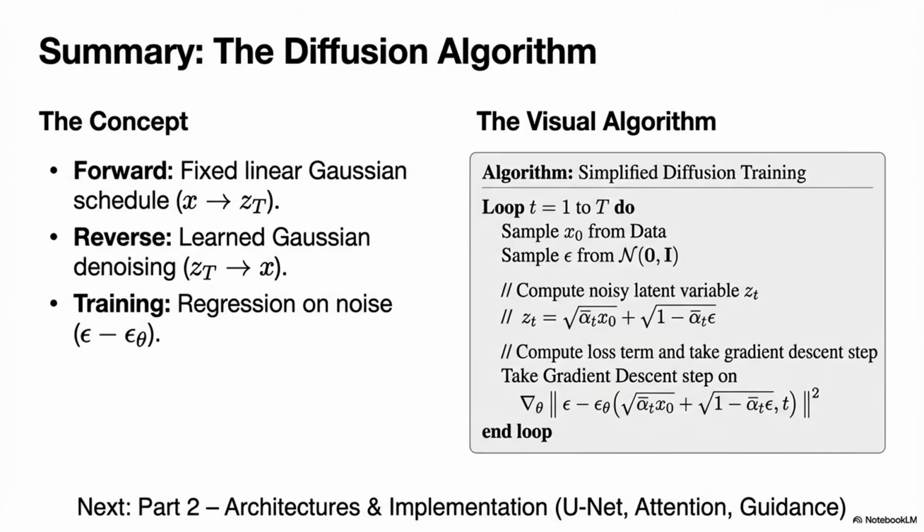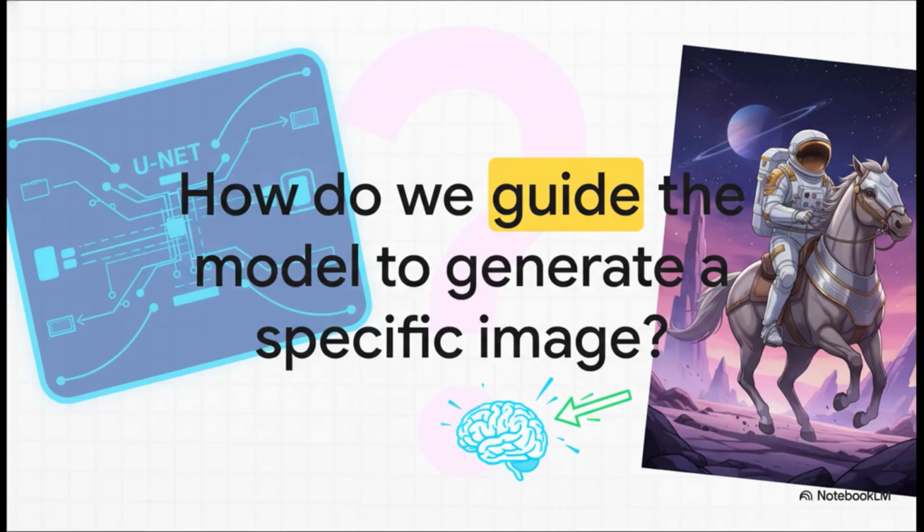So we now understand the what and the why of diffusion models, right from the ground up. But this leaves us with some really interesting new questions. We mentioned that U-net architecture, but what makes it so good for predicting noise? And maybe more importantly, once we have this amazing denoising machine, how do we actually guide it to generate a specific thing, like a photorealistic painting of an astronaut riding a horse? Well, that's exactly what we're going to dive into in part 2.